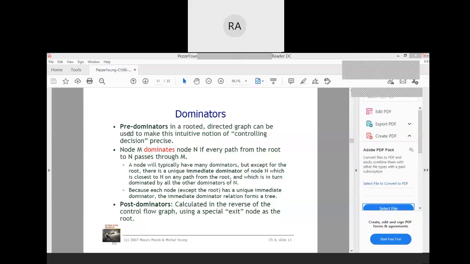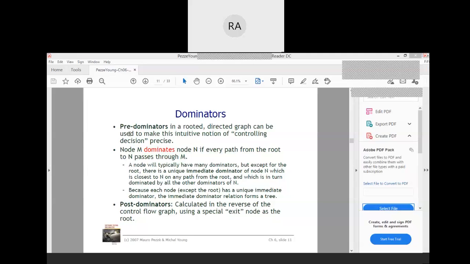Okay, and you can also consider that a particular node is going to have many dominators, but except for the root, there is a unique immediate dominator for a particular node under study, which is closest to n on any path from the root node, and which in turn is dominated by all other dominators of n. What do you mean by this?